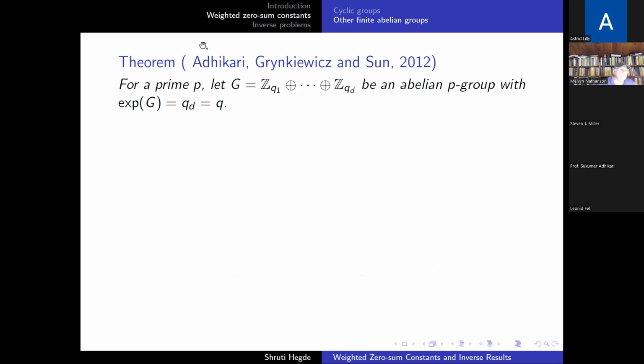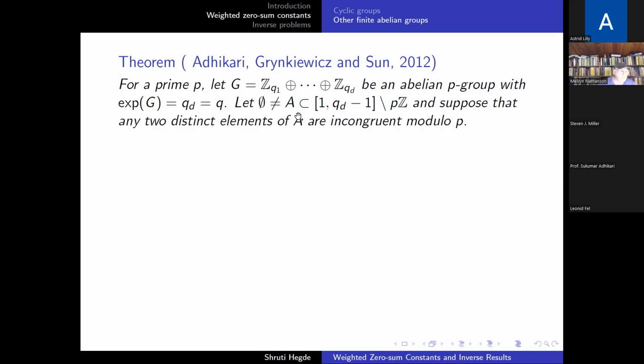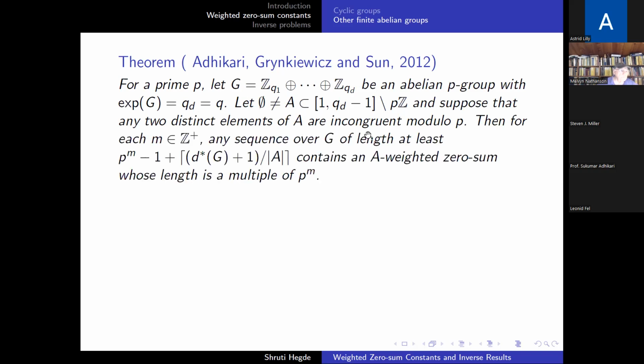For that, we will need some theorems and lemmas. The first theorem that we need is the theorem by Adhikari, Grynkiewicz, and Sun, proved in 2012. So if p is a prime and G is a group of this form, and we denote the exponent of this group as q, and if A is a weight set such that it does not contain any multiple of p, and any 2 distinct elements of A are incongruent modulo p, then any sequence of length p^m minus 1 plus ceiling of (D*(G) plus 1)/|A| will contain an A-weighted zero-sum subsequence whose length is a multiple of p^m.